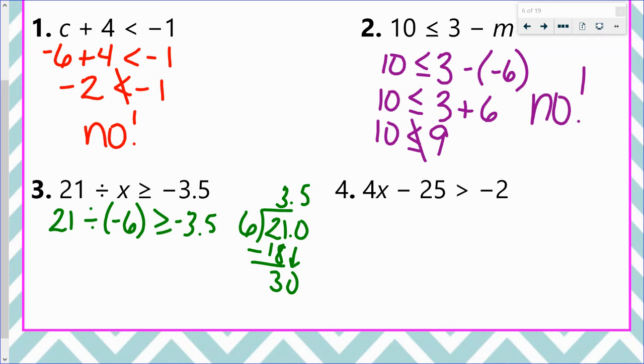Now, don't forget it's a positive divided by a negative, so it's going to be -3.5 is greater than or equal to -3.5. So is -3.5 greater than or equal to -3.5? And this one is a yes, because it's greater than or equal to. So it can be the same number.